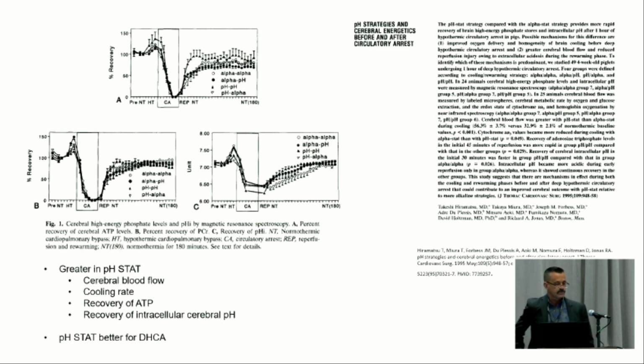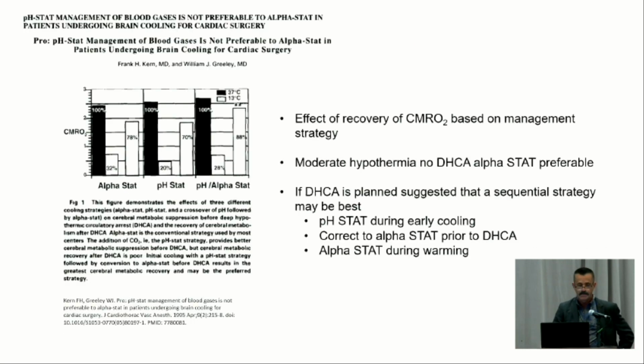Some of the other disruptor papers from the 1990s were done mainly in pediatric surgery. A lot of these papers that were disruptors in the 90s would be hard to classify as evidence today, because a lot of them were small studies done in piglets. But there were several good studies from Boston Children's Hospital that showed that using pH stat, you had greater cerebral blood flow, better cooling rates, and better recovery of ATP.